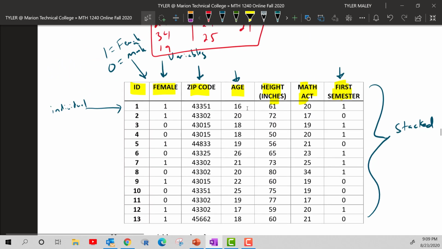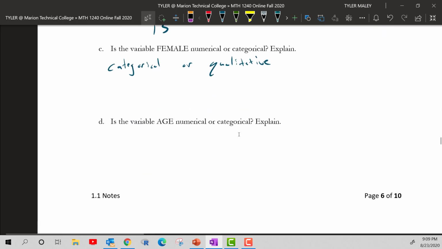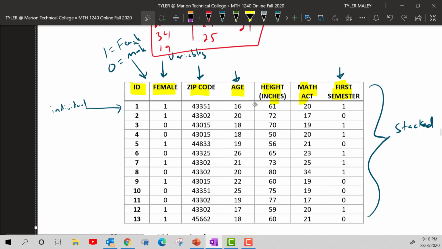And then if we look at age, notice here these are just values listed. Is the variable age numerical or categorical? Explain. So this would be numerical or quantitative. Explaining that, it's age in years, it's a measurement. But something to keep in the back of your mind is that age could be categorical, but if we look at how it's stored, it's a specific number of how old someone is.